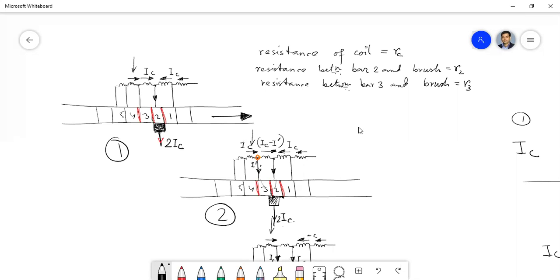So for position two, you try to write the KVL. KVL for position two, because here you can draw some loop. So for this particular loop, you try to write the KVL equation for the given direction. All of you try to write, I will ask you.